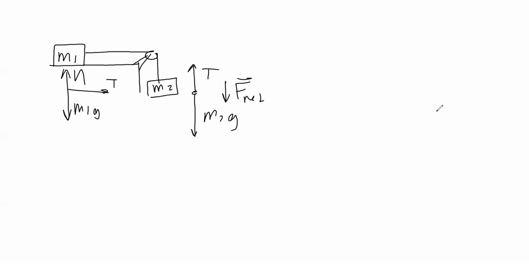Again, this is just a quick review, where we get T equals M1A, and then T minus M2G equals minus M2A. That's summing the forces for the first block in the X direction and the second block in the Y direction. Certainly could use N minus Mg equals 0, but that's not relevant to this problem. And so we had two equations, two unknowns.